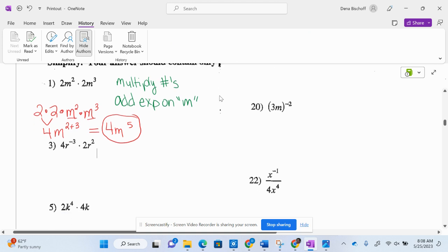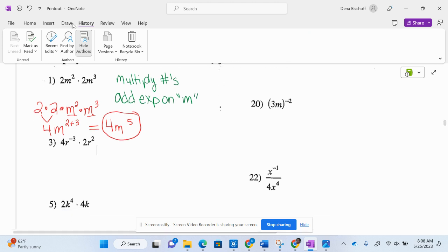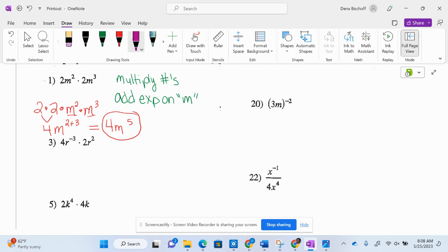So for our next one, I'm going to do the same thing. I'm going to multiply the numbers and add the exponents. So I really am going to rewrite it as 4 times 2 times r to the negative 3 times r squared. So 4 times 2 is 8. And r to the negative 3 plus 2, well, what does that equal? Yeah, so I really have 8r to the negative 1.